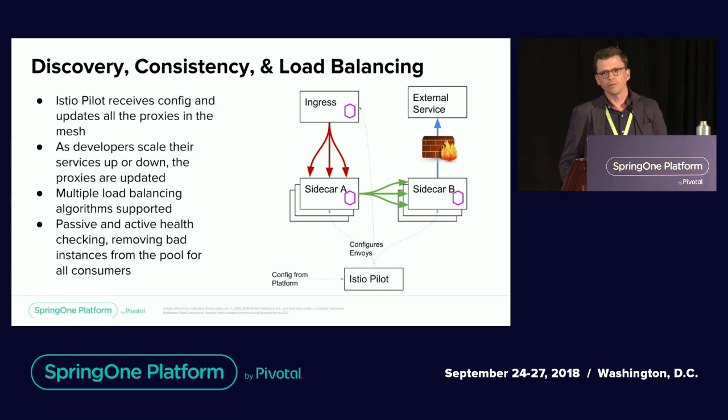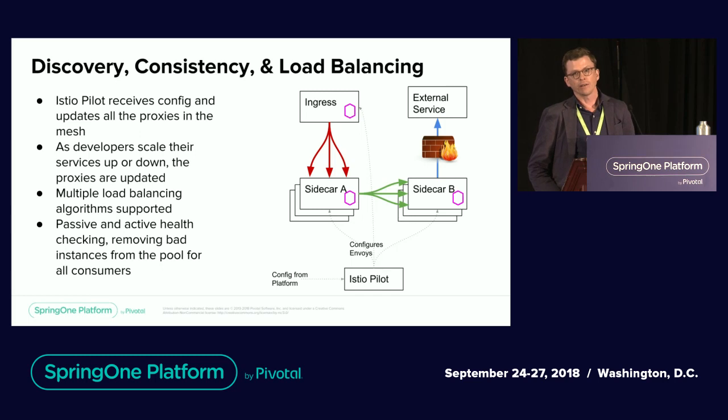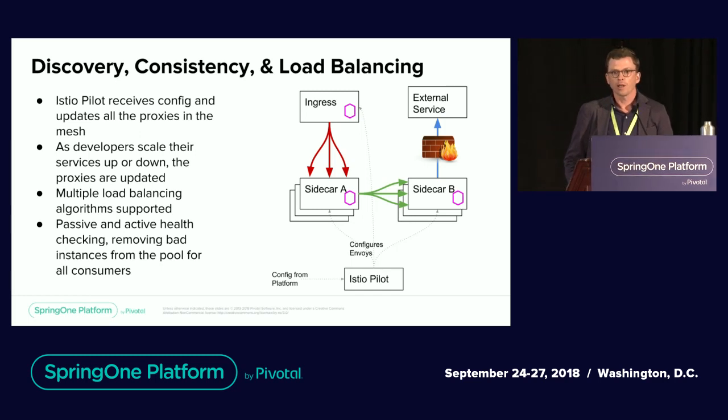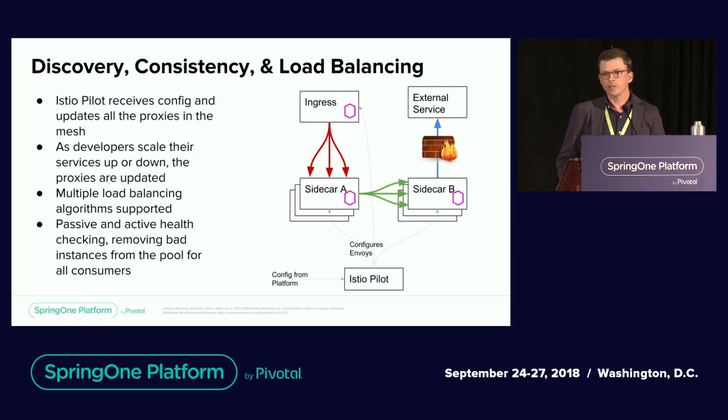But in the context of Cloud Foundry, this config is coming from the Cloud Foundry components itself. And we've developed a component called Copilot, which is aggregating all of that config from Cloud Foundry in a dynamic way so that Pilot can configure those proxies with that mapping between service name and destination IPs.